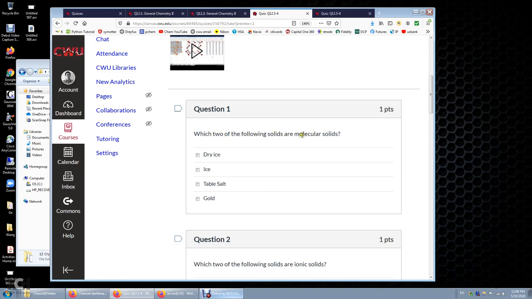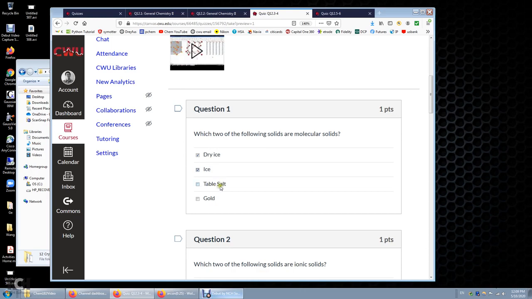Which two of the following solids are molecular solids? We're looking for solids that consist of molecules, and they are attracted by intermolecular forces such as dipole-dipole interaction. So dry ice: between CO2 and CO2, there's dispersion. Over here, between water and water, there's dipole-dipole interaction. So these two are made of CO2 molecules and water molecules, and between those molecules, there's no real chemical bond. There's just dispersion, and over here, dipole-dipole interaction.